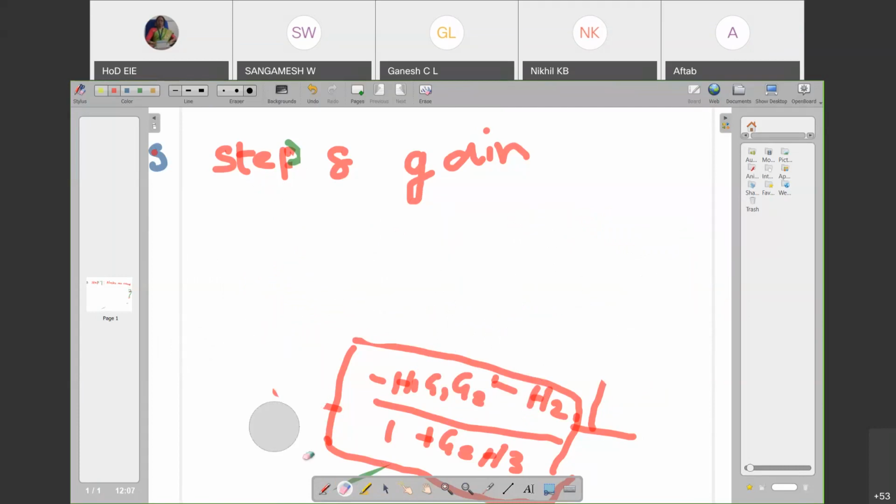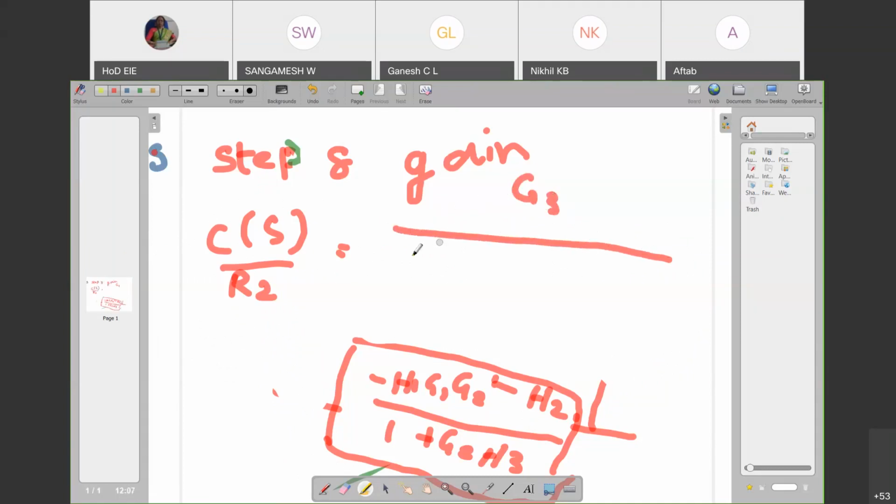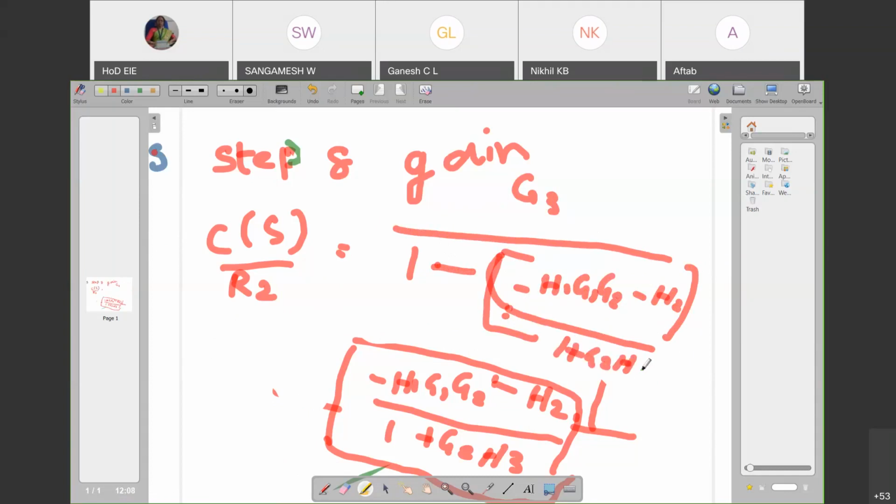So I'm eliminating the feedback in step 8, which gives me C of S by R2 would be the forward path gain G3 by, it should have been plus if it is a minus input, but because we are applying it to the positive terminal, it is 1 minus of H1, G1, G2 minus H2, whole divided by 1 plus G2 H3, into G3, because it is like G by 1 minus G into H. So you have to take the LCM, bring this H2 G3 here, 1 plus G2 H3, minus of minus is plus. So all these things you have to do.